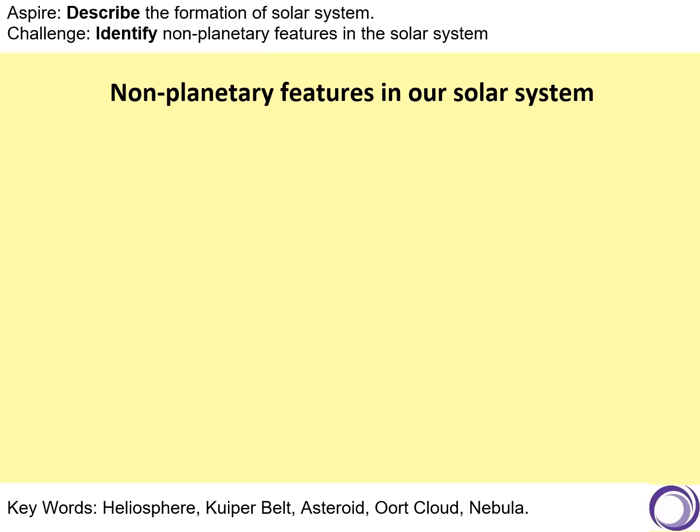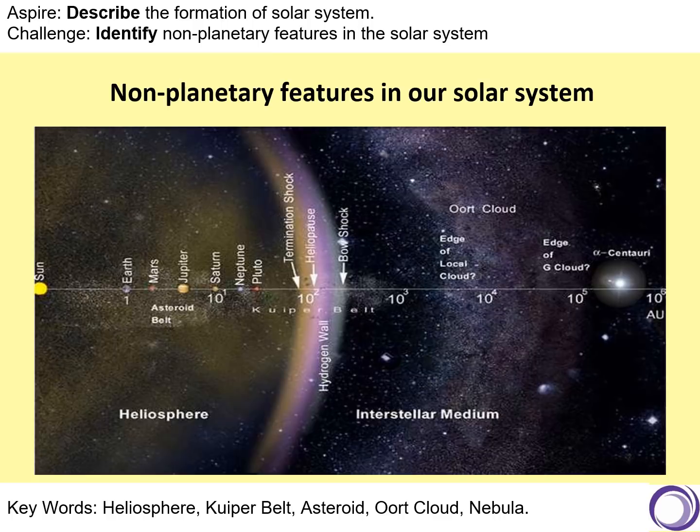So we're not talking about planets today. You can see the keywords below: heliosphere, Kuiper belt, depends on how you wish to say it, but Kuiper belt is how you should. Asteroid, Oort cloud, O-O-R-T, Oort cloud, and a nebula. And what we are looking at is as follows.